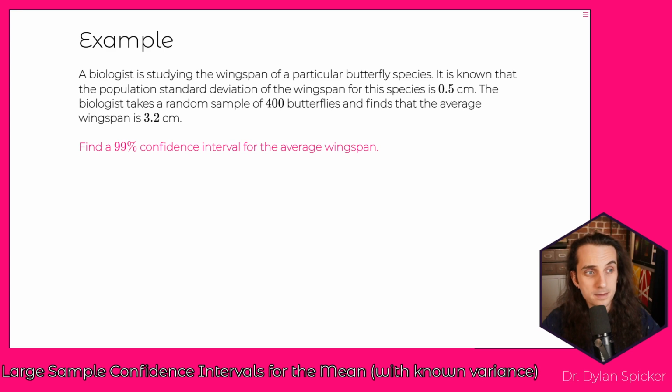In this example, a biologist is studying the wingspan of some butterfly species, and it's known that the population standard deviation is 0.5 centimeters. We take a random sample of 400 butterflies and find that the average wingspan is 3.2 centimeters. Using this information, they want to give a 99% confidence interval for the average wingspan of these butterflies.